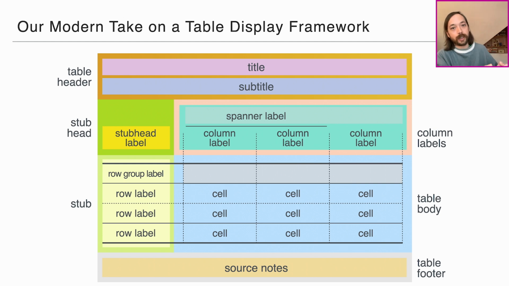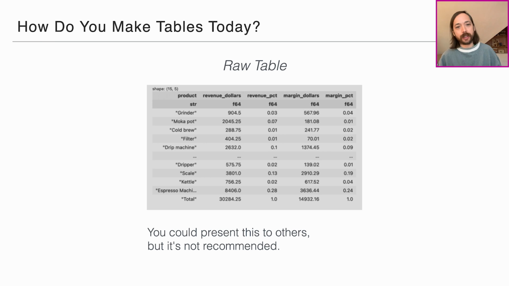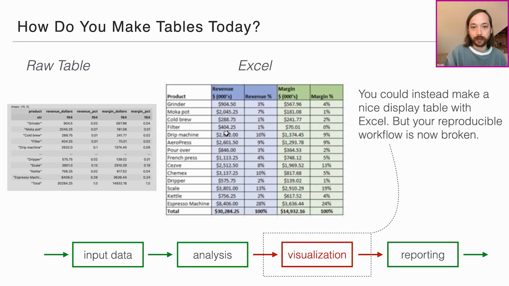So a lot of different pieces of the table put together here. And the hope of this graphic is just to provide an easy way to get a sense for the pieces of a table. So a big question is, how do you make tables today? If you have this raw table, the big question is, what do you do to take it from this raw input to display? You could show this table to people, but it's not the cleanest to read or to pull things out of. A really common workflow we see is Excel. You could instead copy your data out into Excel to make a nice looking table. But the big challenge here is now that you have a broken workflow, and it can be hard to reproduce.